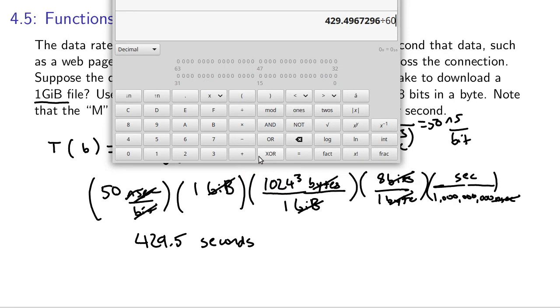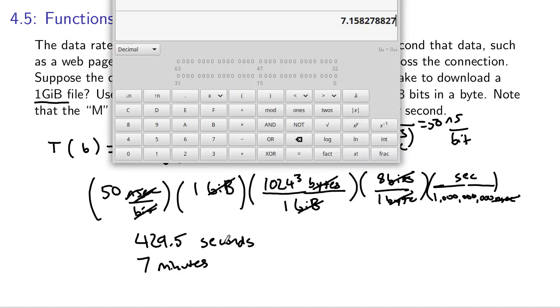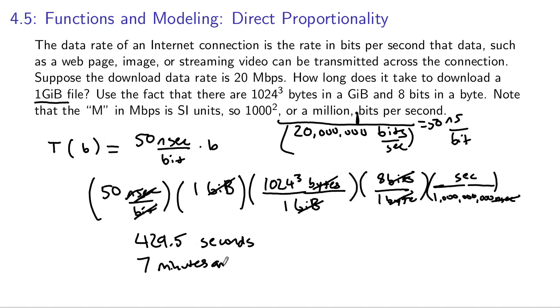So if we divide by 60, we get the number of minutes, 7.158 minutes. So 7 minutes. And if we subtract the number of seconds 7 minutes takes off, 429.5, which would be 7 times 60, we'll get how many seconds? 9.5. So 7 minutes and 9.5 seconds. That's how long it will take to download a 1 gigabyte file over this 20 megabit per second connection.